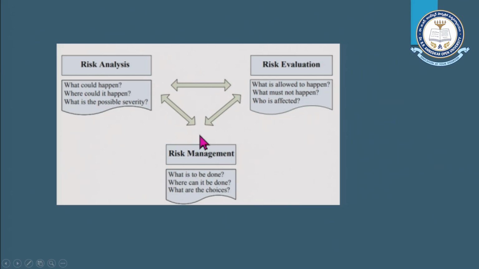So, all these are interconnected, and here in risk analysis, what could happen, where could it happen and what is the possible severity. This type of questions arise in risk analysis. And in risk evaluation, what is allowed to happen, what must not happen and what is affected. This comes under risk evaluation. And in risk management, what is to be done, where can it be done and what are the choices. These components are very important in risk assessment.